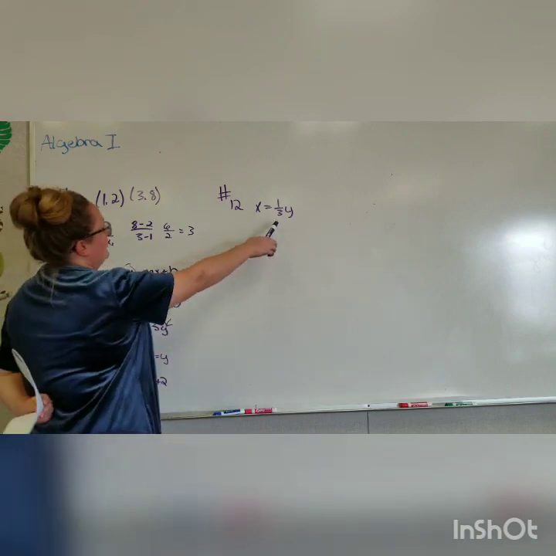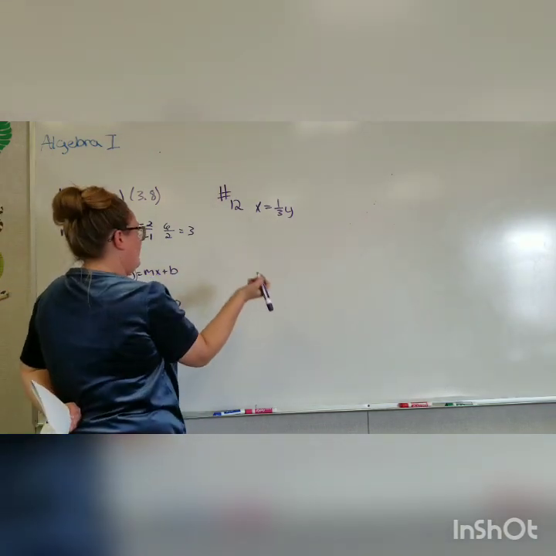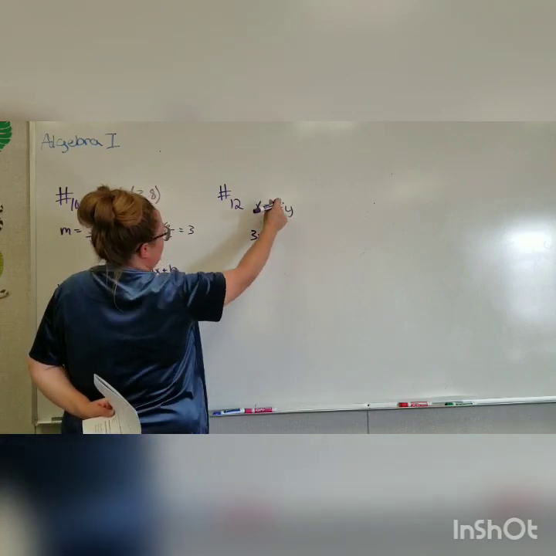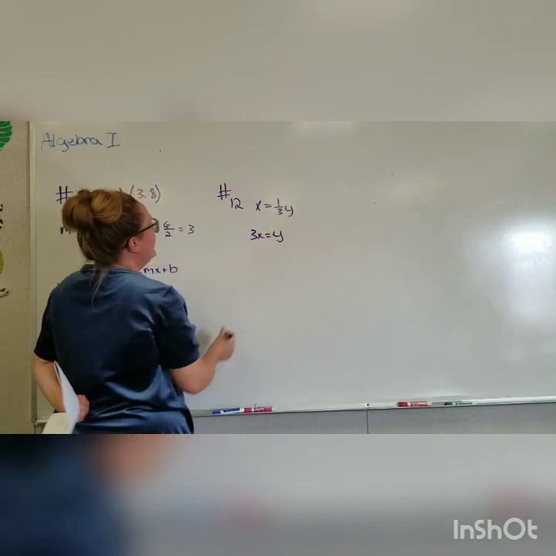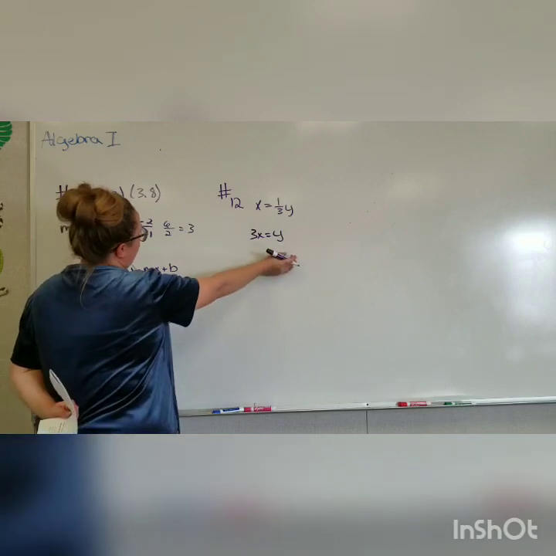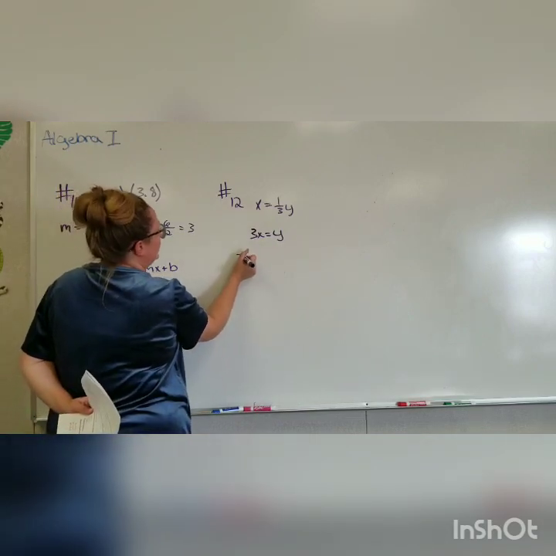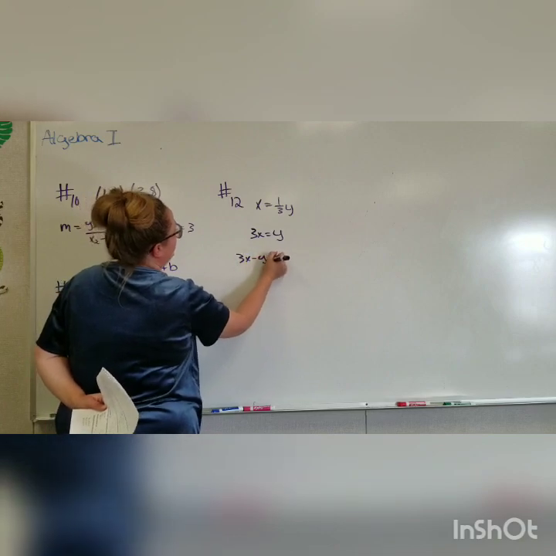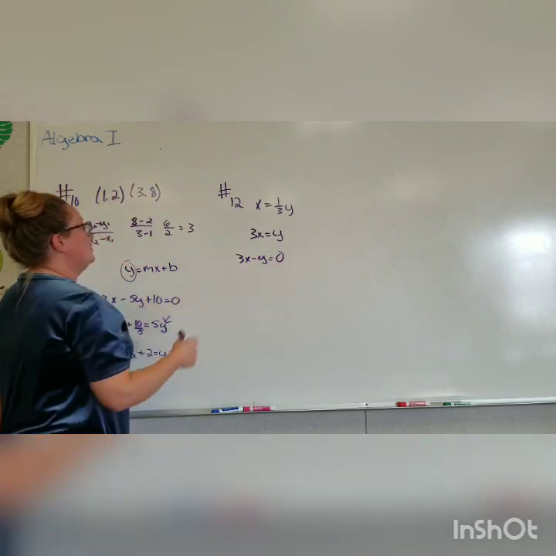3 is divided on this side, so the opposite would be multiplying. So we're going to multiply by 3, x, then all you're left with is 1y, which is just y. And then to put it in general form, you've got to bring the y over here with the x. You have 3x, move the y, it's going to become minus y equals 0. Now it's in general form.